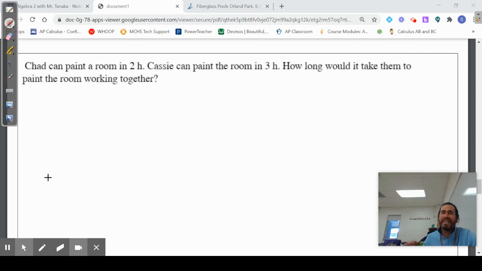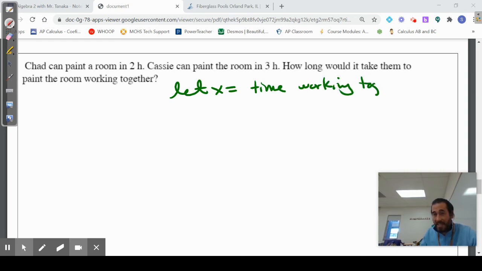All right, so we always want to introduce a variable, okay? And we introduce the variable with something we know nothing about. I don't know anything about how long it takes them together. So let's let x equal time working together, right? And that's the time it would take them working together to paint the room. Okay, we just got one word problem. All right? So let x equal the time working together to paint the room.